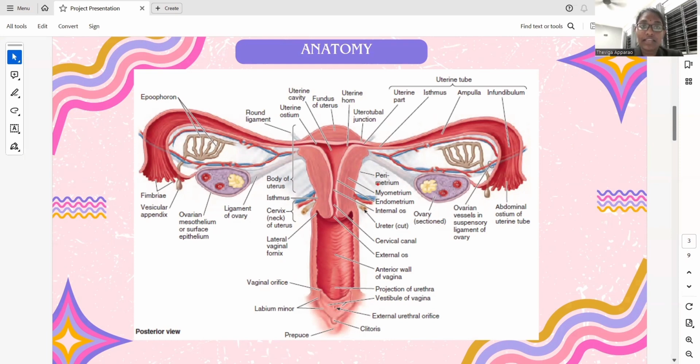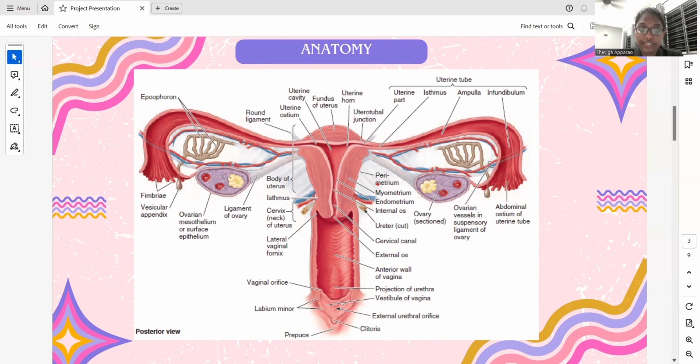The adult uterus is usually anteverted and anteflexed, so that its mass lies over the bladder. The position of the uterus changes with the degree of fullness of the bladder and the rectum and the stage of pregnancy. The uterus can be divided into two parts, which are the body and the cervix.